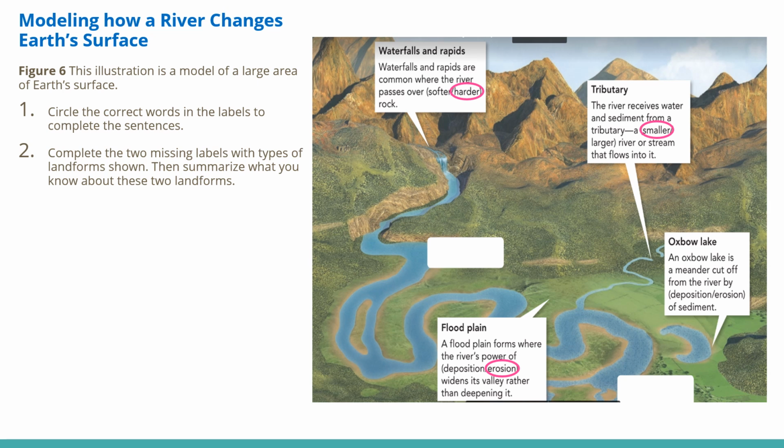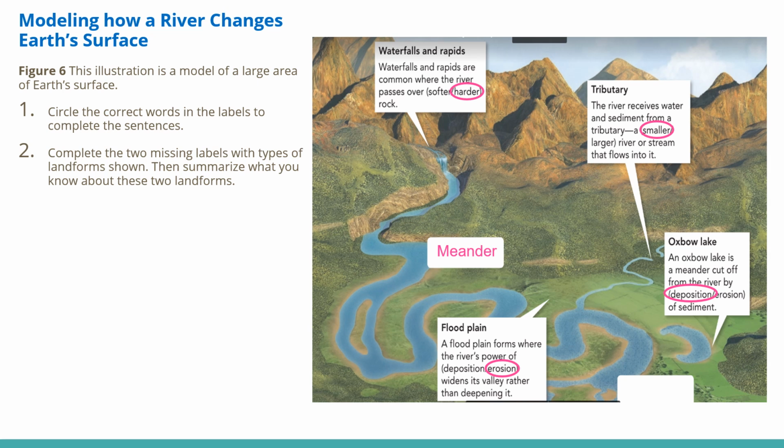Floodplain. A floodplain forms where the river's power of erosion widens its valley rather than deepening it. And an oxbow lake. An oxbow lake is a meander cut off from the river by deposition of sediment. Now we need to complete the 2 missing labels with types of landforms shown. Then summarize what you know about these 2 landforms.